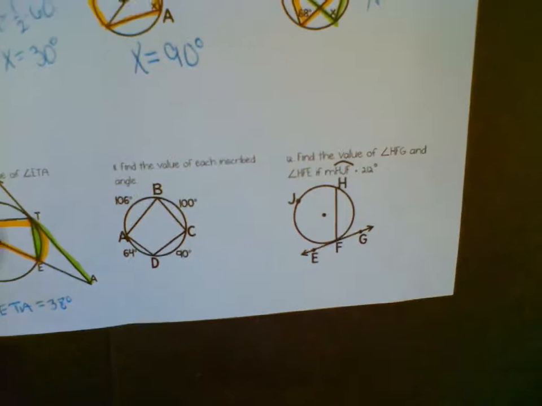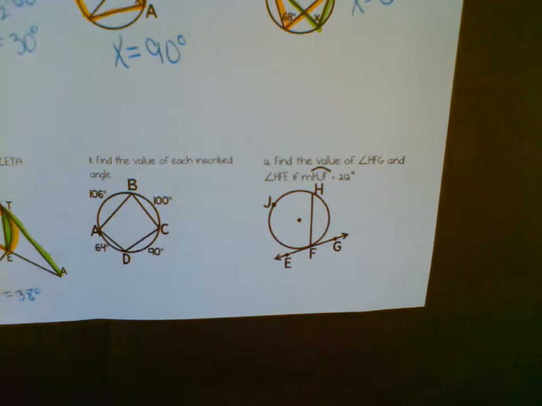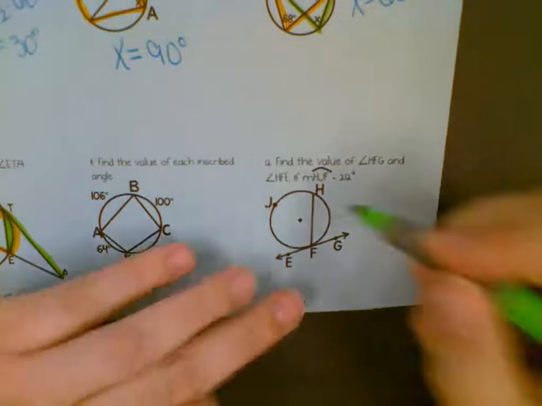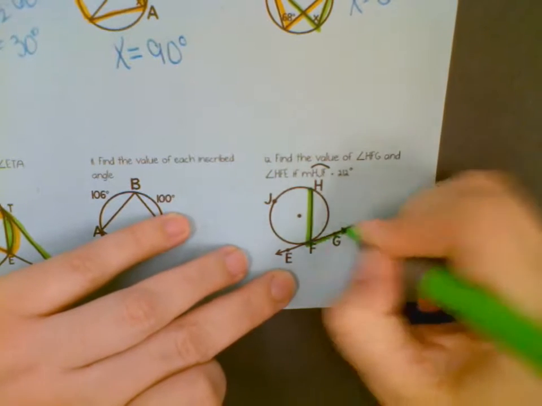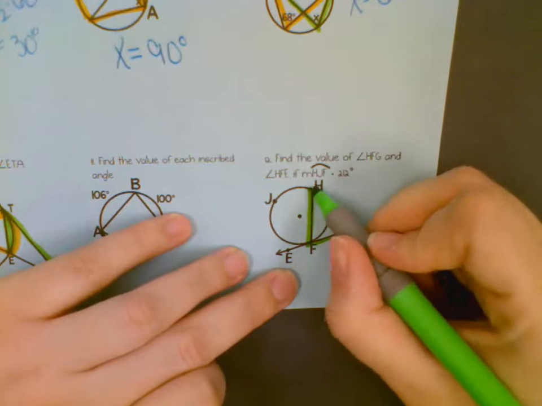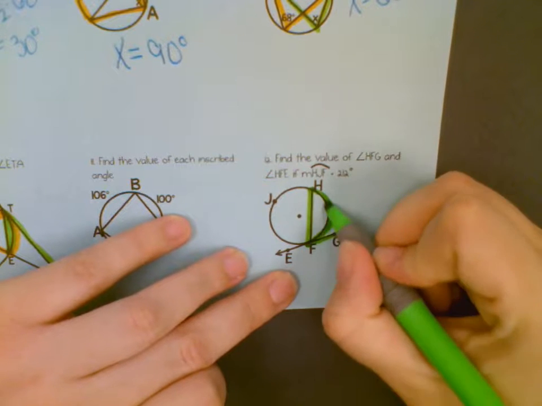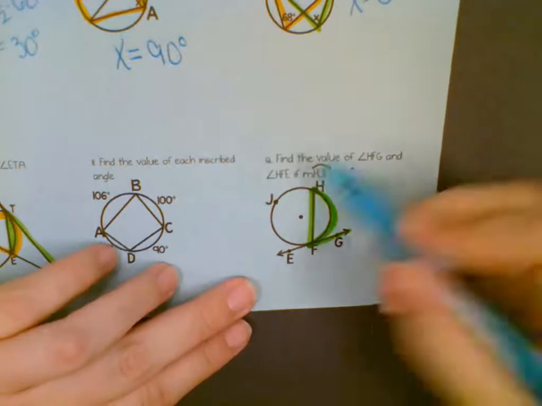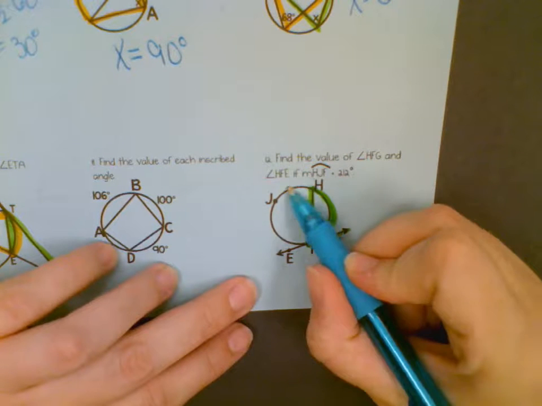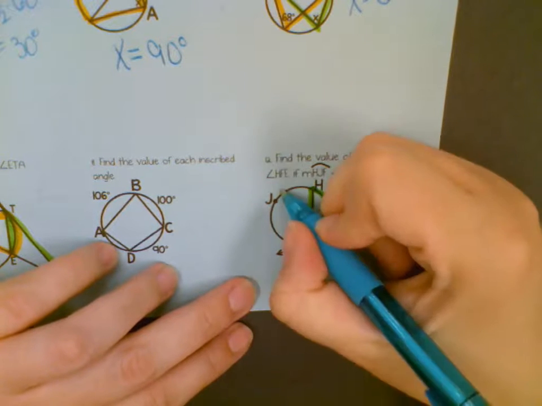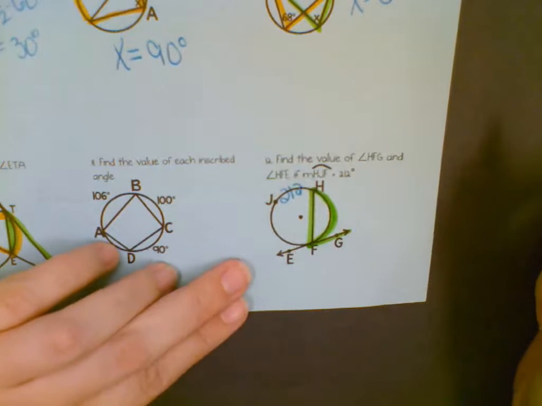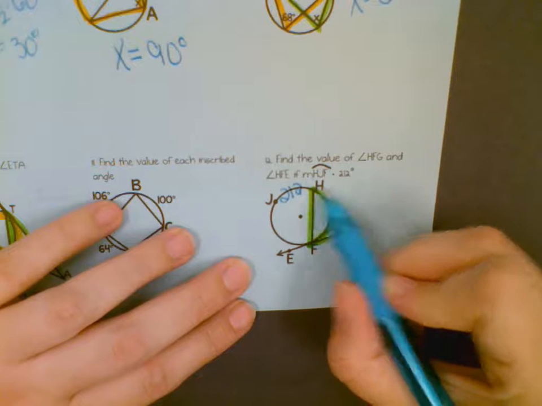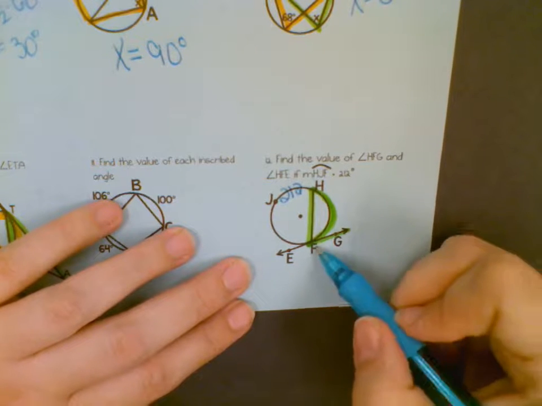So let's take a look at our last question. They said to find the measure of angle HFG. I'm going to highlight it. I know that angle will equal half of the arc that it intercepts. If we can find that arc, then we'll be good. They told us that the measure of arc HJF is equal to 212. If we knew this arc, we could find half of it to get that angle.